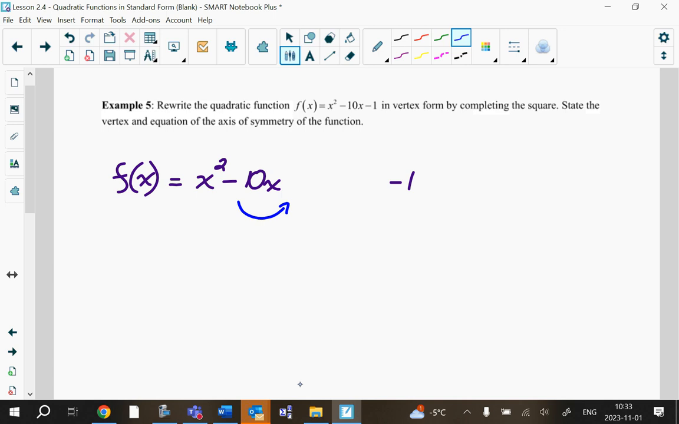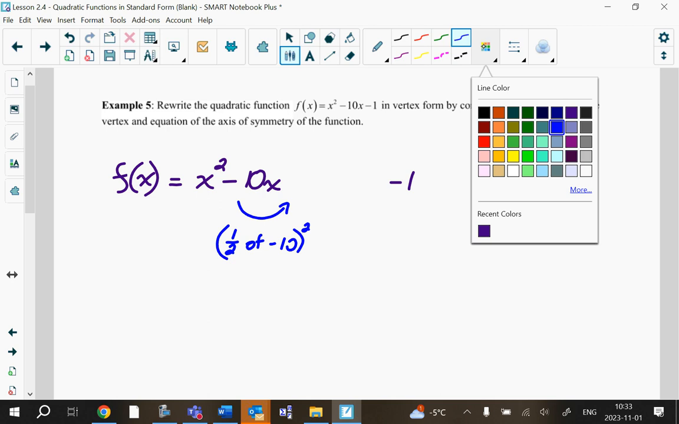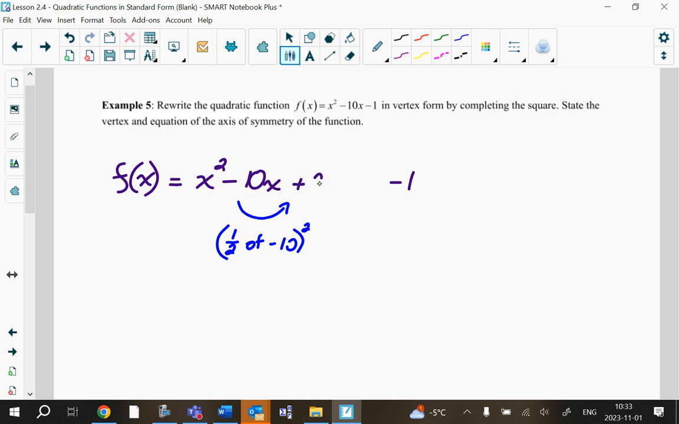Half of negative 10 is negative 5. Negative 5 squared is positive 25. So we do half of negative 10 squared, and I get positive 25. The first number will always be adding, plus. So if I'm going to add 25 to this, what do I do to keep it balanced? Minus 25. Now I set this off and factor it, because I needed the trinomial in order to factor it.